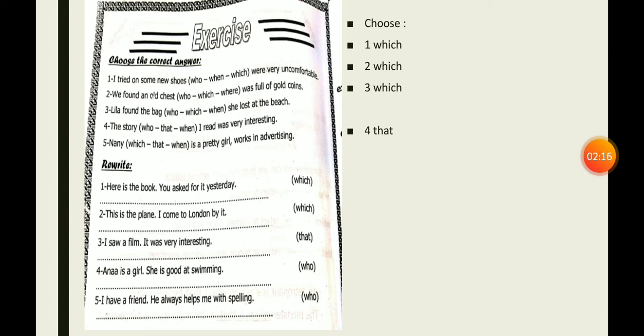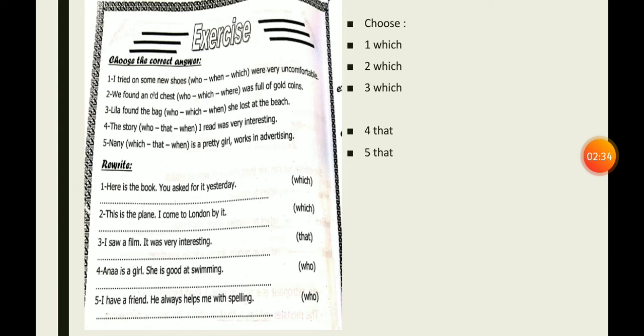Number 5, nanny. Nanny is a person, so I should use who. But I don't have who. So instead of who, you should choose that. Nanny, that's a pretty girl, works in advertising.